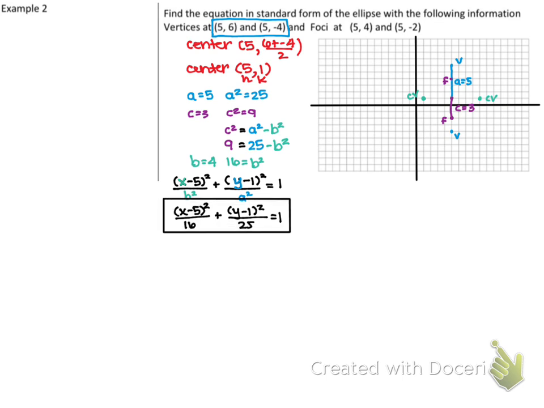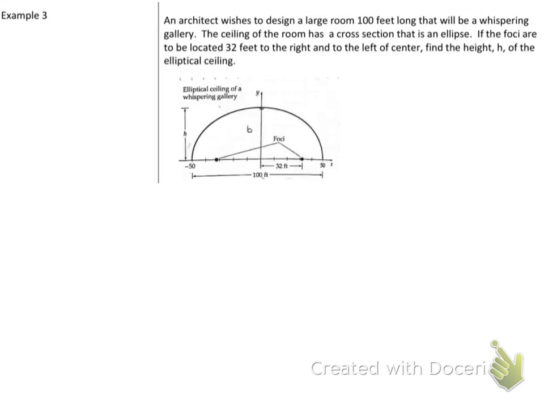Okay, last one. Oh, do we need to sketch this? Nope, didn't have to. All right. So last one here, when an architect wishes to design a large room 100 feet long that will have a whispering gallery, the ceiling of the room has a cross-section that is an ellipse. If the foci are to be located 32 feet to the right and to the left of the center, okay, so that means it's got a major axis that's horizontal. Find the height h of the elliptical ceiling.